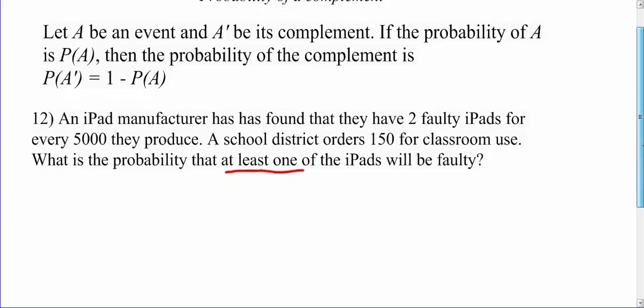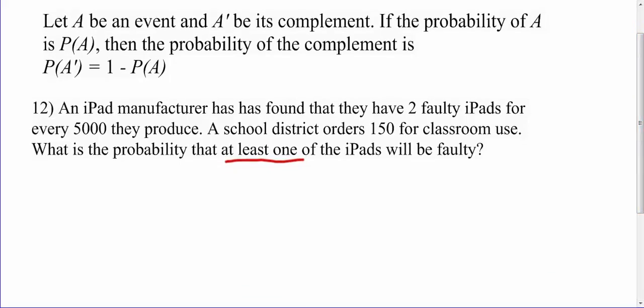Okay, at least one's a key phrase here. That means there could be 1, there could be 2, on up to 150. That's a very complex thing to calculate how many will work. So instead we're going to say, what's the probability that all of them work? And then whatever's left would be the probability that at least one doesn't work.